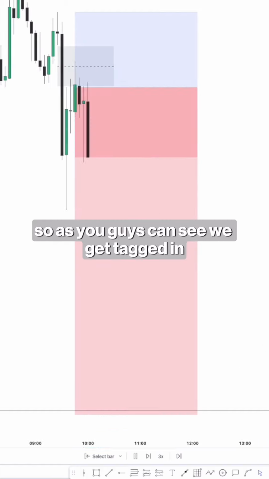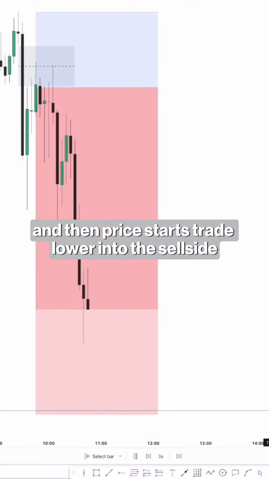So as you guys can see, we get tagged in, and then price starts to trade lower into the sell side.